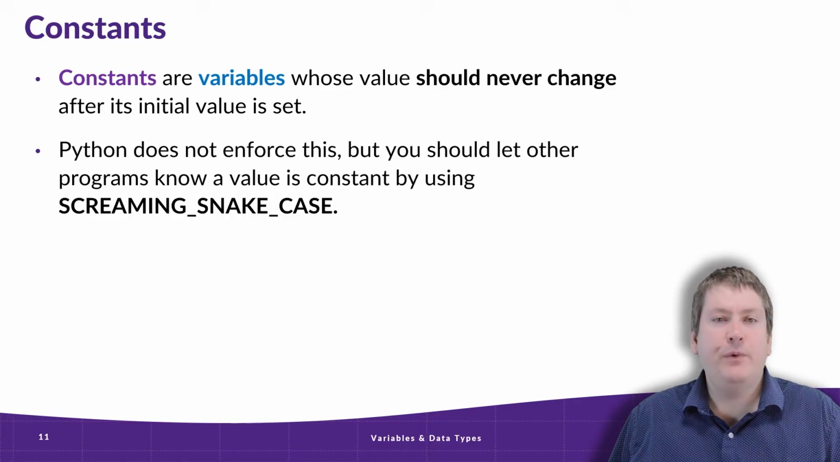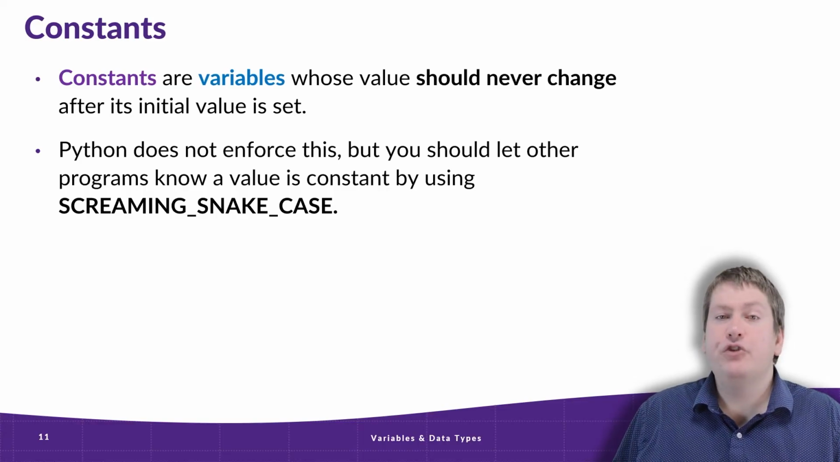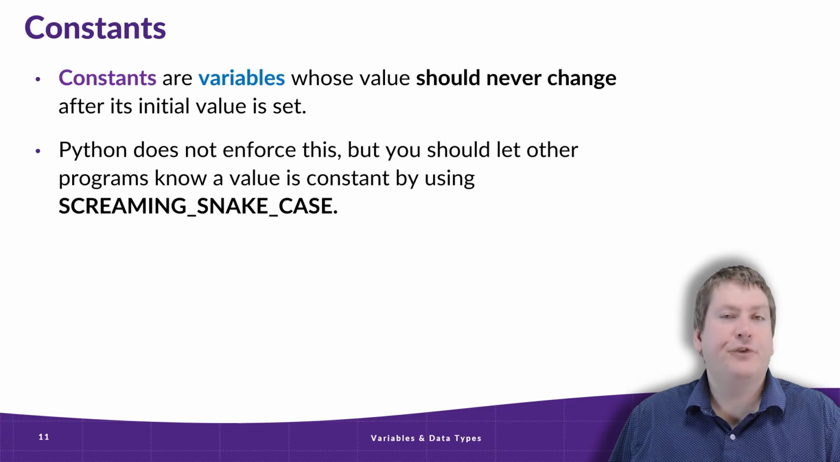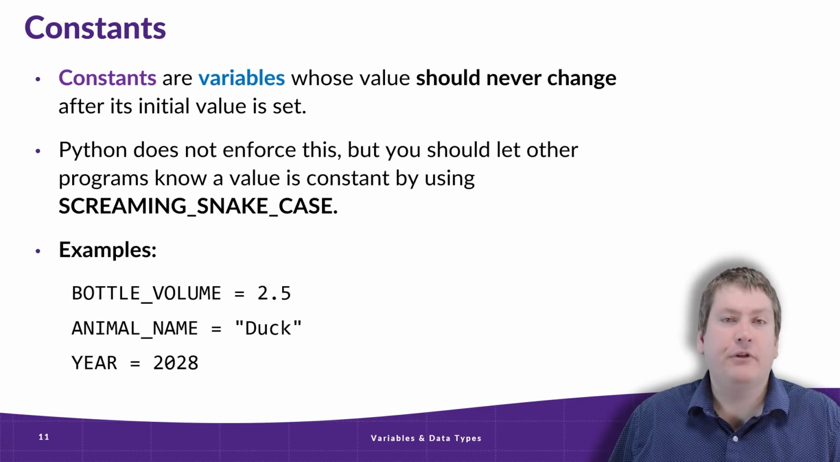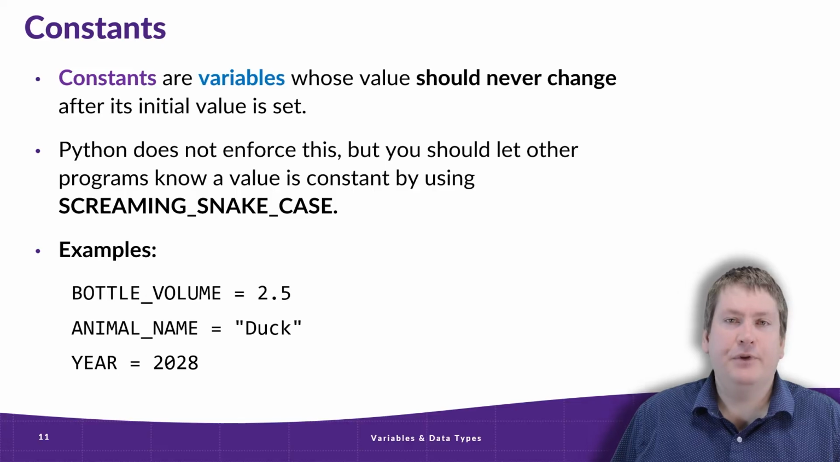Instead, the only thing we can do is make a strong suggestion to other programmers to tell them that this variable should be constant by naming it in all uppercase. That is, screaming snake case. Here are a few examples of what constants might look like in Python. They're essentially the same as normal variable assignment. The only difference is that we have the variable name in all uppercase. And that is the only difference. Python isn't going to treat these any differently.